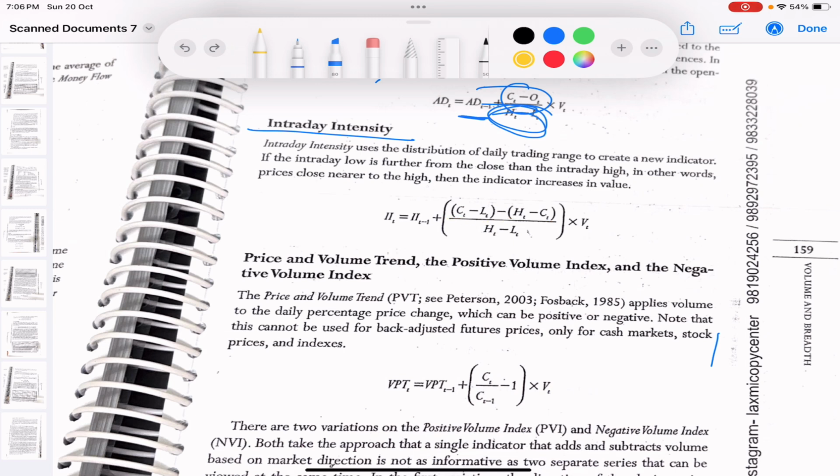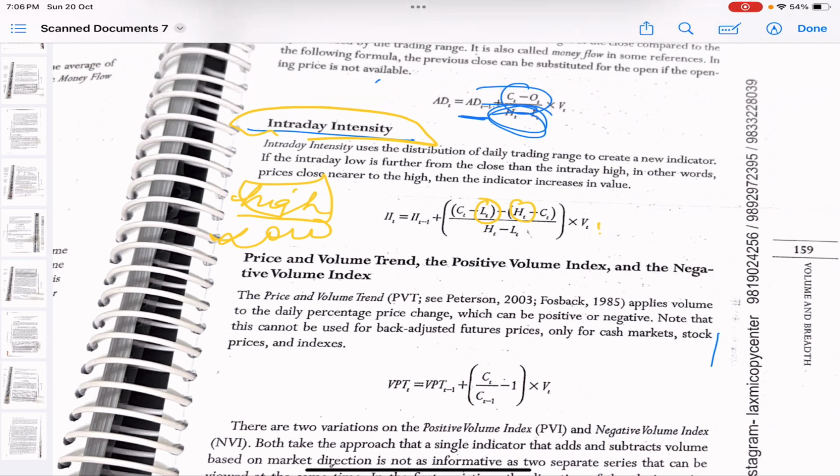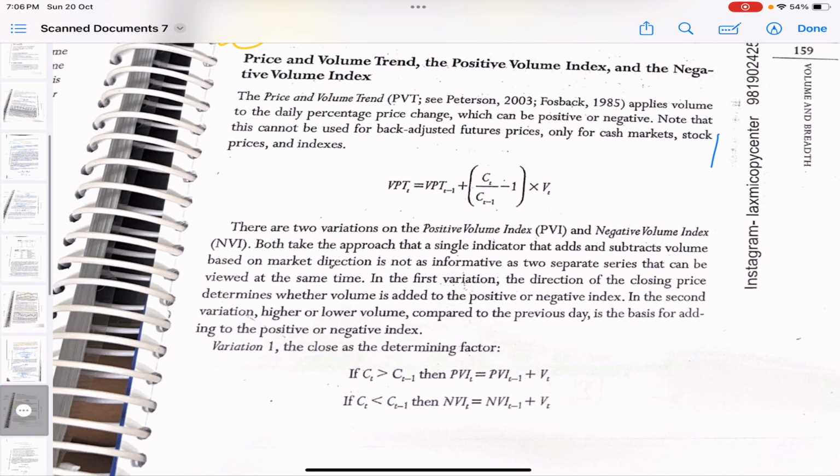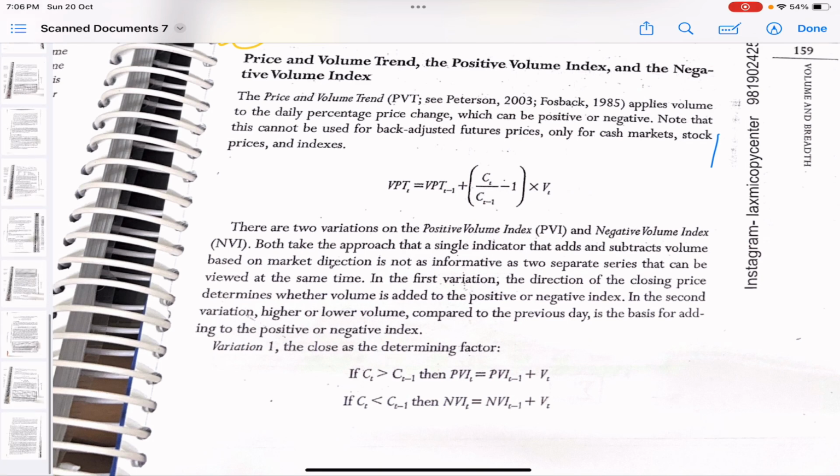You know that much. And in intraday intensity, we already studied that they are going to see that the high is closer as compared to the low. So the high is closer as compared to the low. The moment you see this, you know that you are talking about intraday intensity. That's the way you are supposed to approach these formulas and not just get really scared by looking at the formulas. Okay. Price and volume trend.